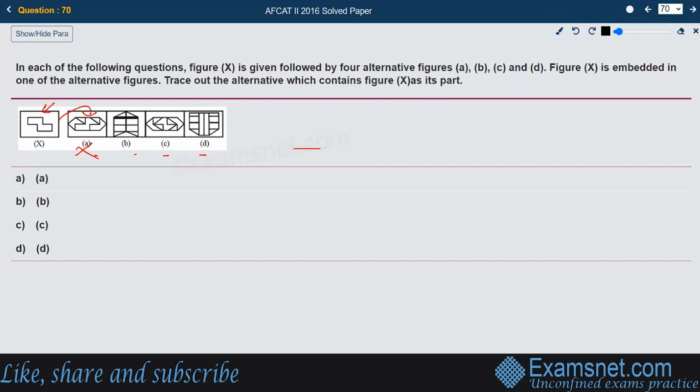Okay, this is completely crossed like this. In option number B, it is completely crossed like this. So we cannot say it is part of this. Completely crossed. There's no gap here. So option B cannot be the right answer.